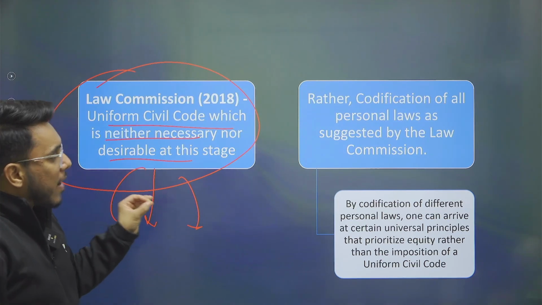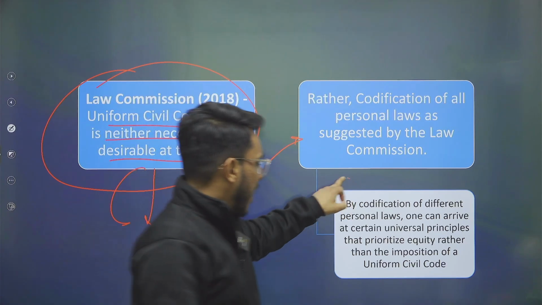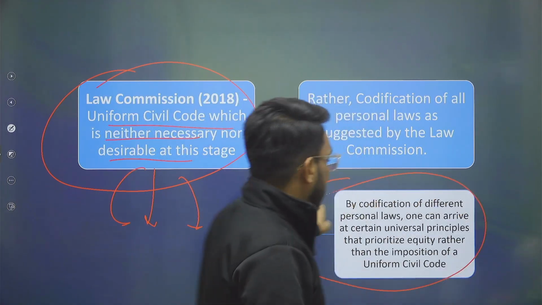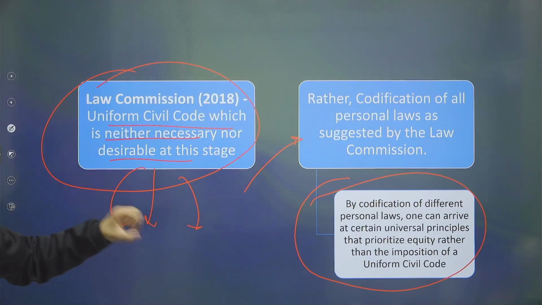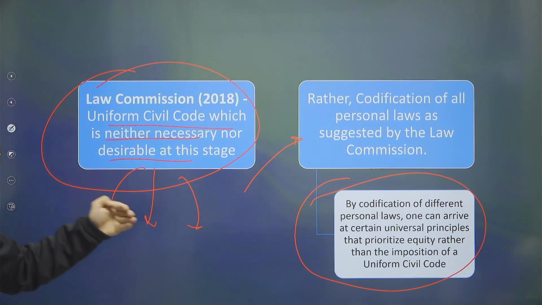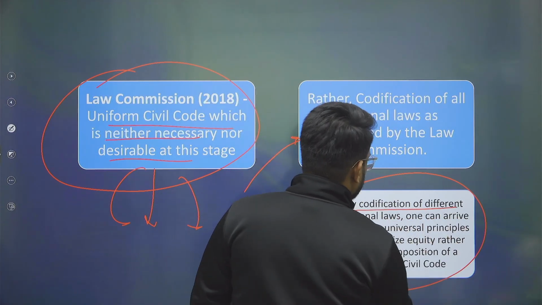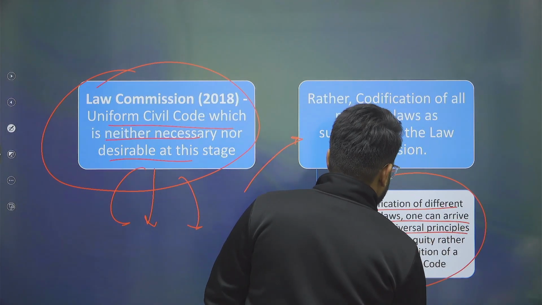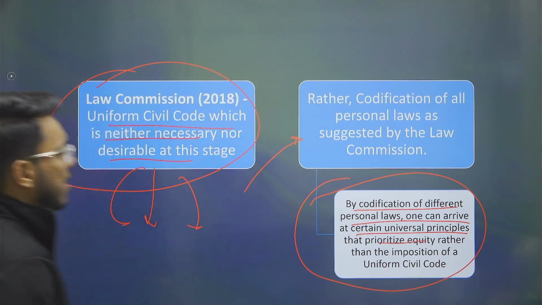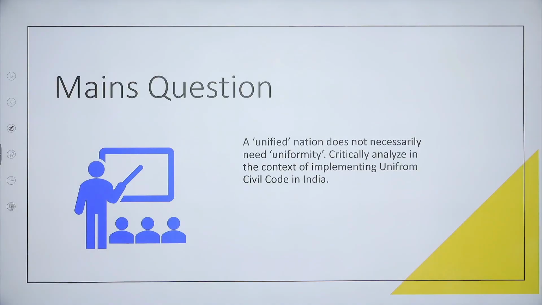Rather, it has been provided that rather than codification of all the personal laws, we need to identify those provisions which have certain inherent defects. By codification of different personal laws, one can arrive at certain universal principles that prioritize equity. So rather than codifying personal laws, we need to identify those provisions which might often be discriminatory.